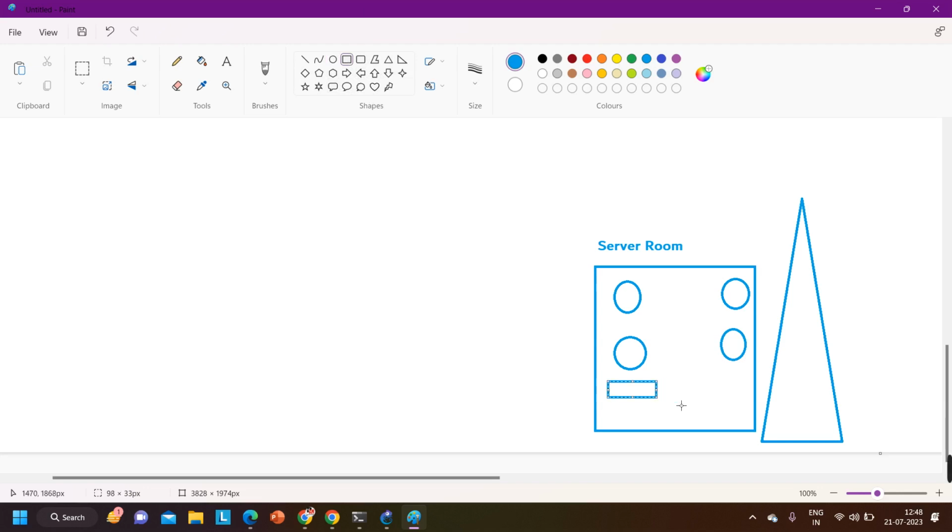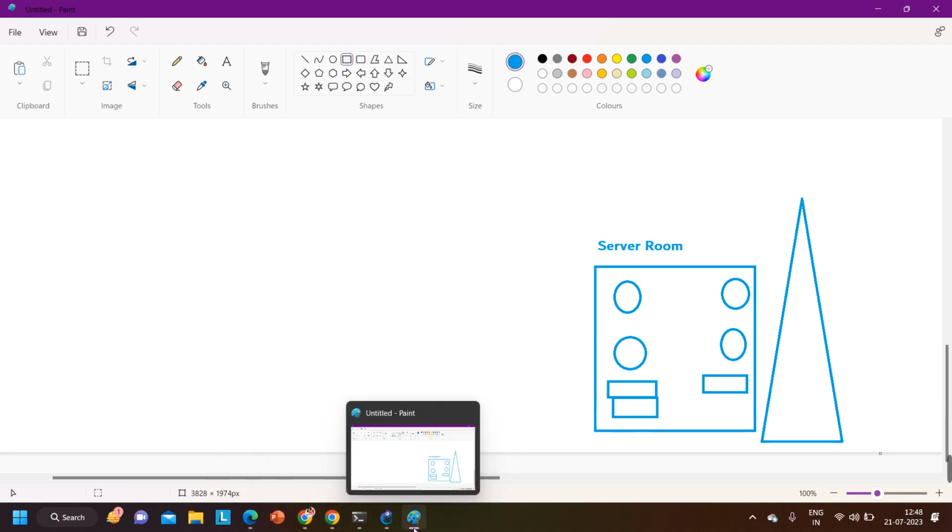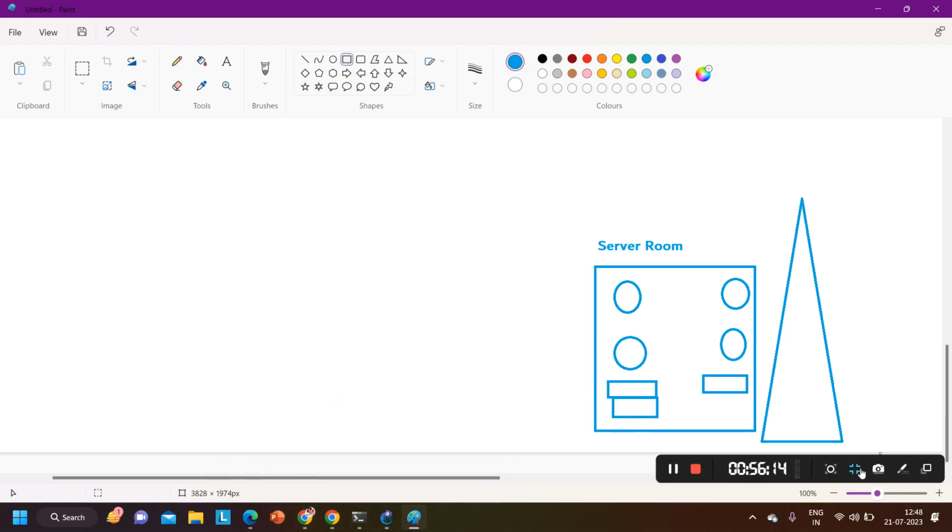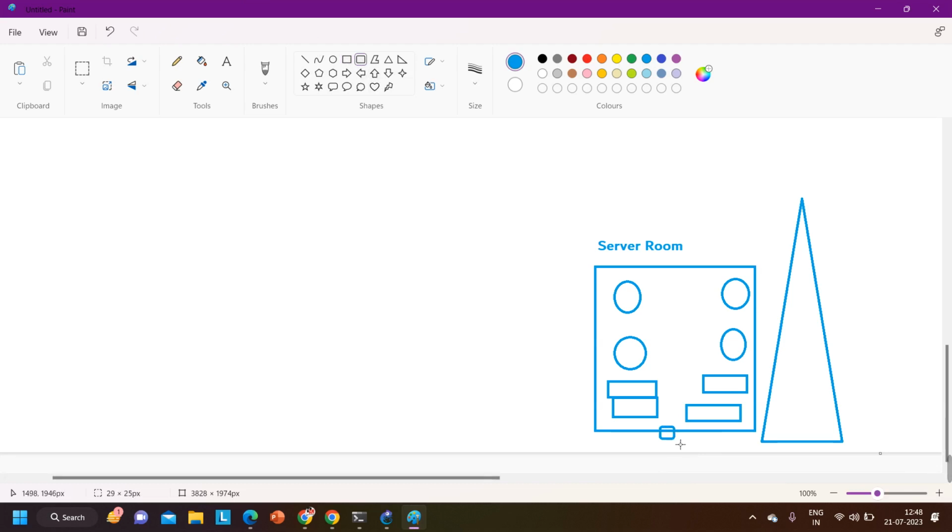There are some racks as well. In the rack there are some switches as well. In the rack there are multiple routers and switches. If you want to see how, I can show you. Okay, I will show you later. There will be some switches also. And this is, let's say, the gate of the server room.